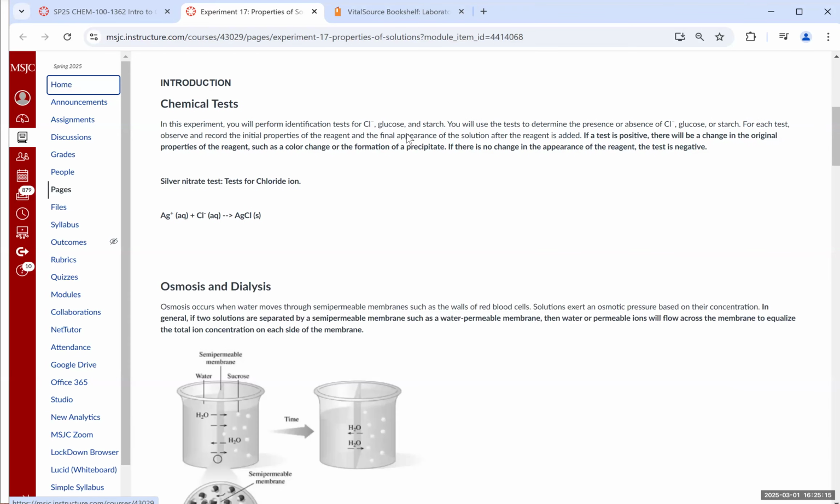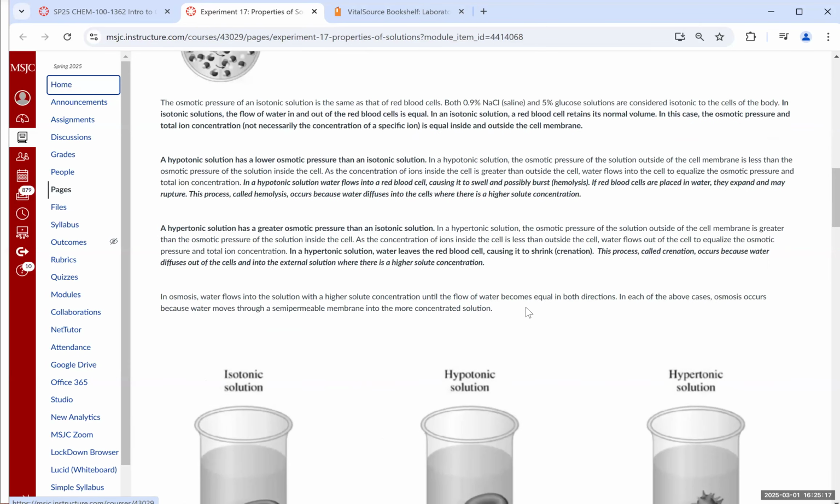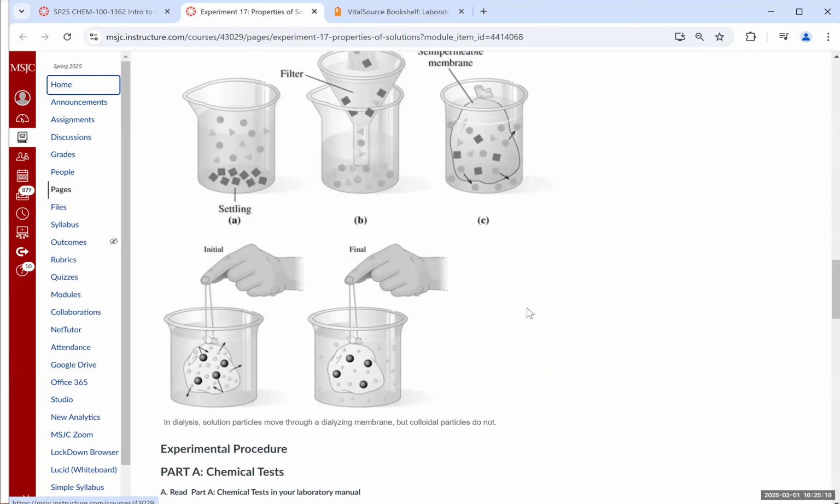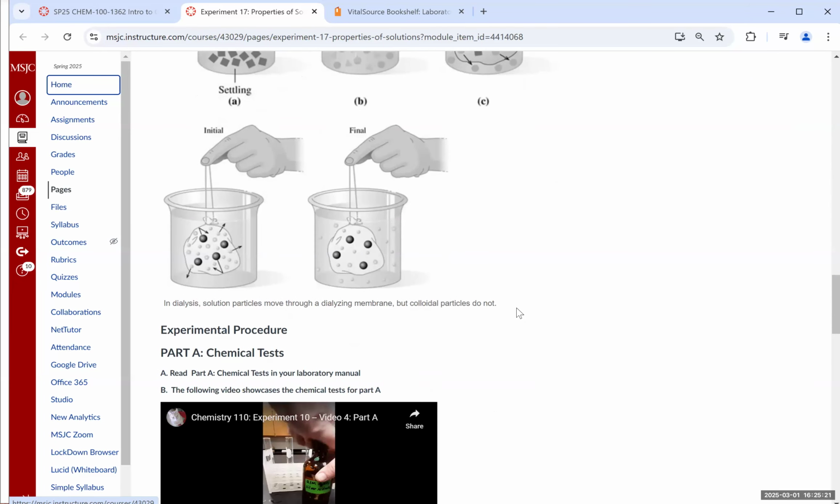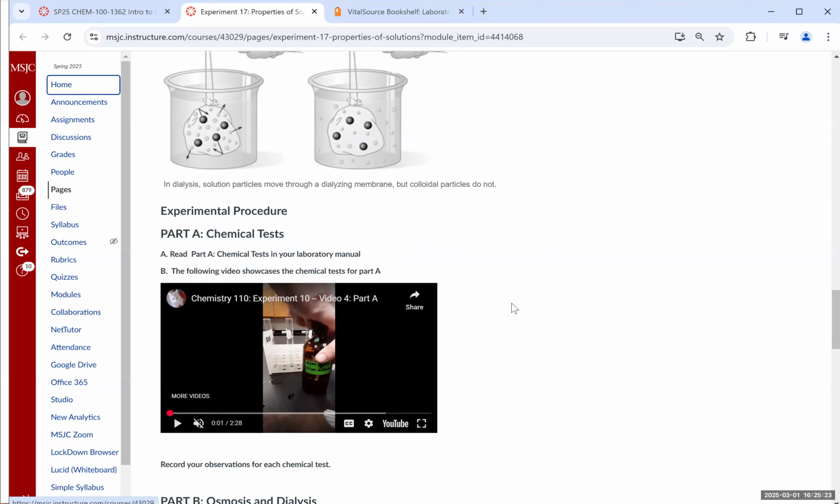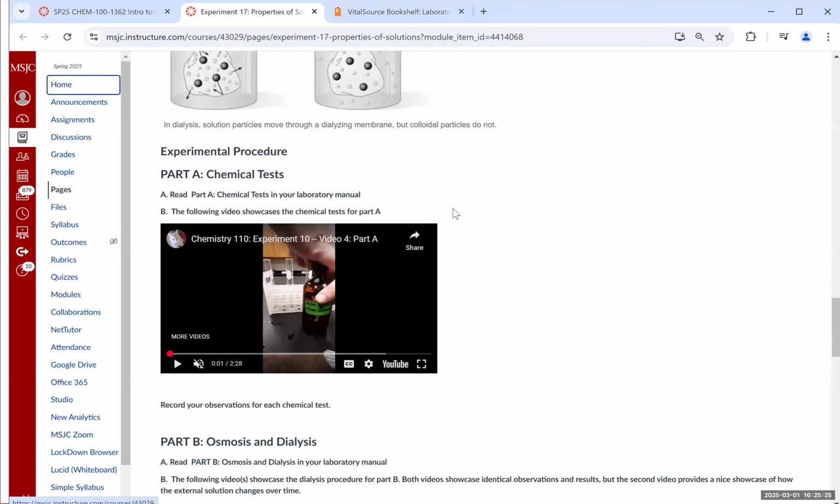The lab page has a detailed introduction discussing the theory behind this experiment. I would encourage you to read the introduction section. We then have our experimental procedure section, which we'll come back to in a moment. In the main lab manual, we have the lab goals. We have an introduction section discussing the theory, which I would encourage you to read. And then we have the experimental procedure.